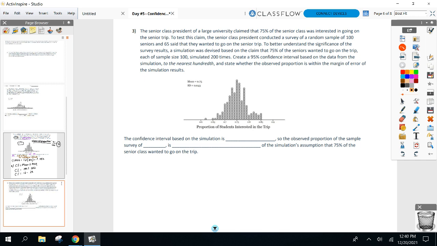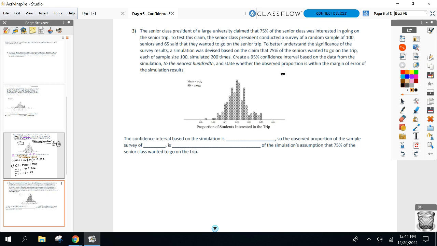All right, hey, senior class. There you go, right up our alley, except for university. They're going on a senior trip. The senior class president conducted a survey of 100 seniors, and 65 said they wanted to go on the senior trip. Oh boy, maybe we should worry, huh? Because it said 75% of the senior class was interested. So should we worry or not here? That only 65 said it.